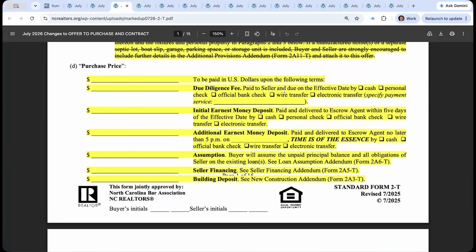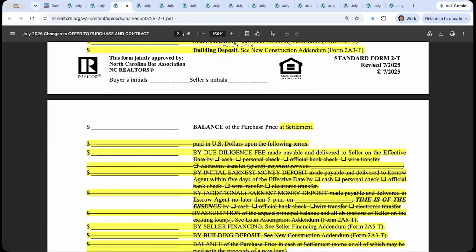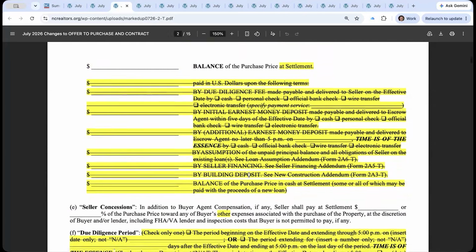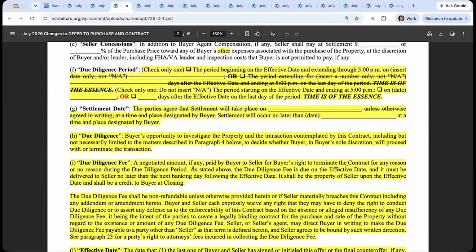Down here, you can see the due diligence fee is still due on the effective date, okay? And there's some changes here, but it's really just formatting. You can see down here the capitalizations are removed and things like that. Down here, though, is really where the big change is, because now there's language that states that even though the due diligence fee is due on the effective date, it has to be delivered no later than the next banking day following the effective date.